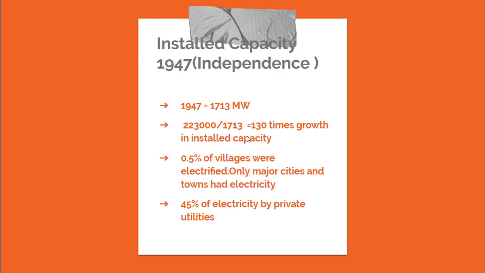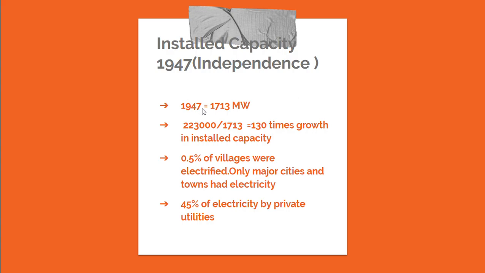But before that, one more interesting data I just wanted to share, especially because we talk about how the development has happened since independence. So if you look at the numbers, the installed capacity when India became independent was around 1700 megawatts. It's quite a small number as compared to what installed capacity we have right now. So you see the rate of growth of the installed capacity. Today we have grown 130 times what we were in 1947. So it is quite a good achievement.